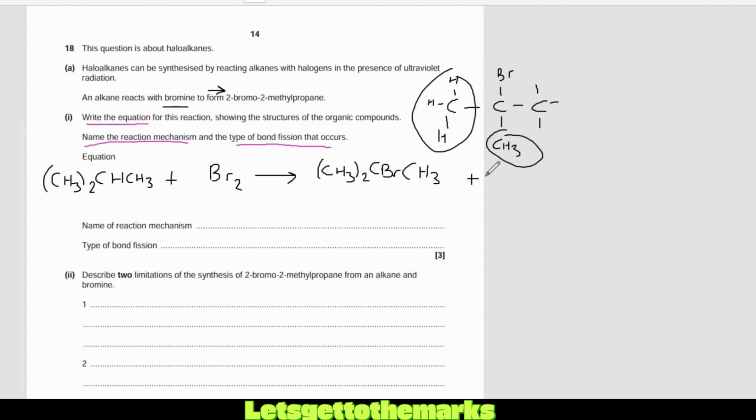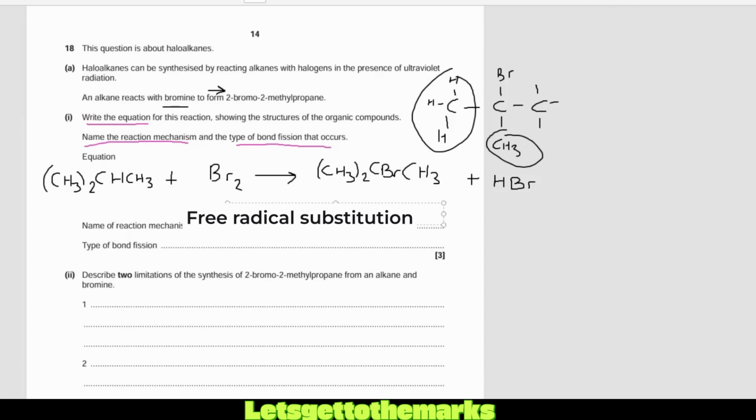What's that? 2-methylpropane, and then it's becoming 2-bromo-2-methylpropane. So we got substitution, we got the swapping there, kind of free radical substitution. So the hydrogen and the bromine are going to end up getting swapped.